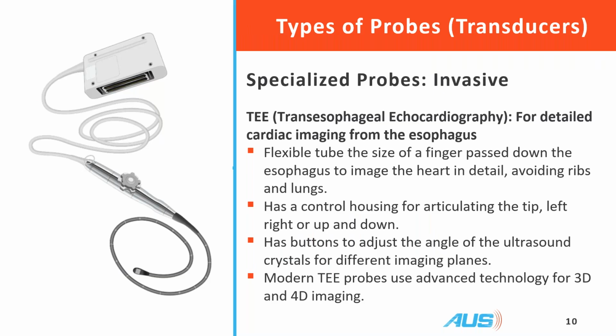It has a control housing, which you can see with the two handles on it that allow you to move the tip left and right or up and down, so they can actually change the view while it's inside the esophagus and give them the best view of your heart. It has buttons to adjust the angle of the ultrasound. Modern TEE probes use advanced technology for 3D and 4D imaging. These are very advanced probes.